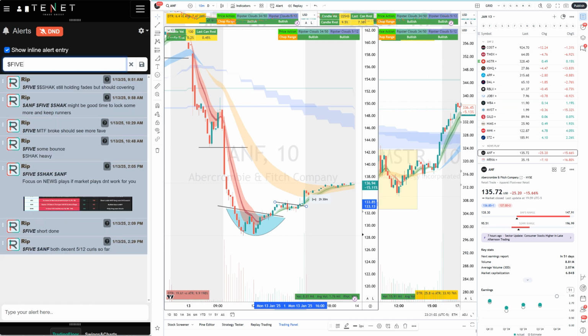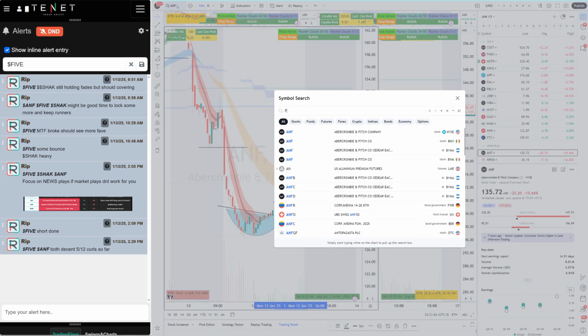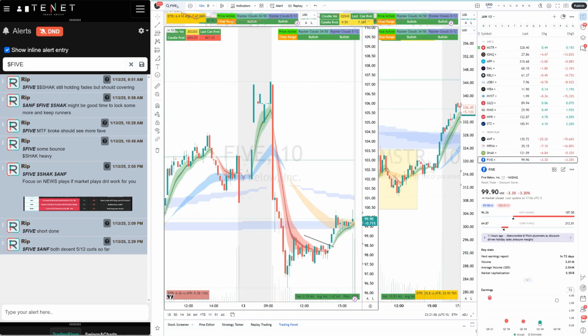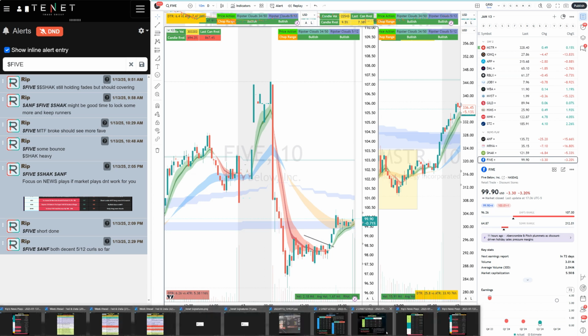So the next one I highlighted was 5. 5 was another one that was a short, right? 5 was a short, 3450 break, MTF break, 1 hour MTF break, then another MTF break. So you see that same thing on 5. Let's look at the game plan.